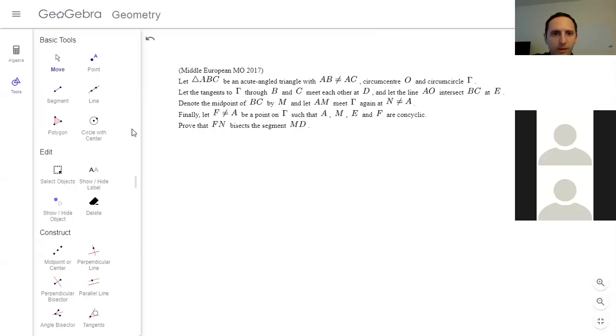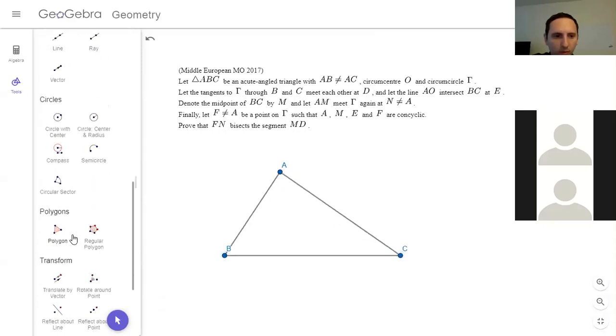Let ABC be a triangle with circumcenter O. So let's draw the circumcircle.